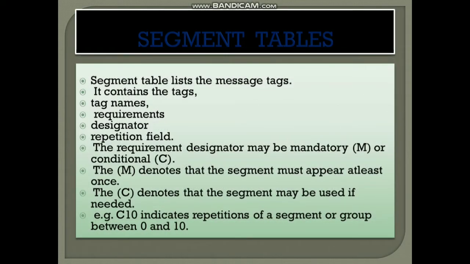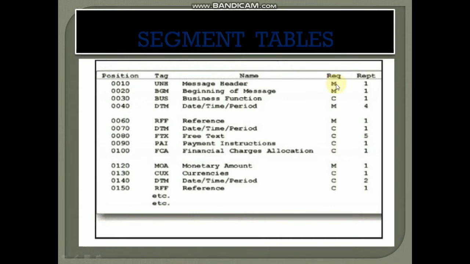The segment table lists the message tags. It contains tags, tag names, requirement designator, and repetition field. The requirement designator may be mandatory, which is denoted as M, or C. C is for conditional and M is for mandatory. In the requirement field, for example, message header is mandatory, beginning of the message is mandatory, and business function is C.